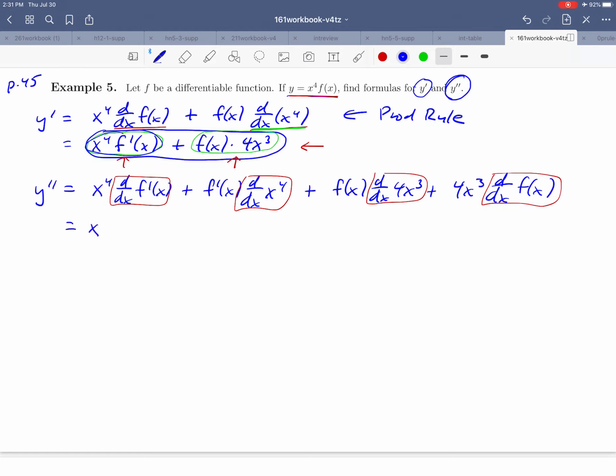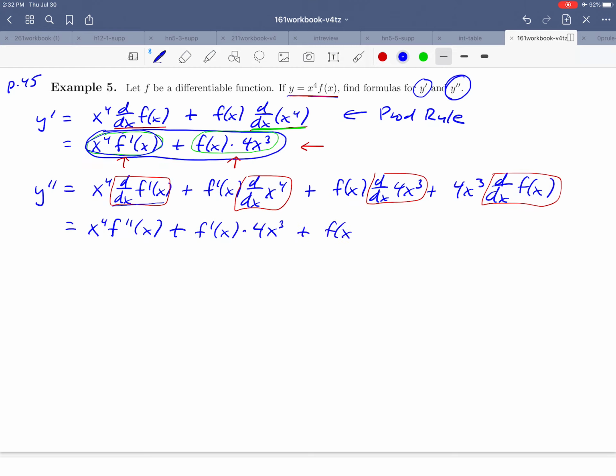Okay, so let's go left to right. What would the derivative of f prime of x be? Well, if you take the derivative of the derivative, you're going to get the second derivative, f double prime of x. Okay, and then let's see, moving on, we get plus f prime of x, and we come to the derivative of x to the fourth, which again is going to be 4x cubed by the power rule.